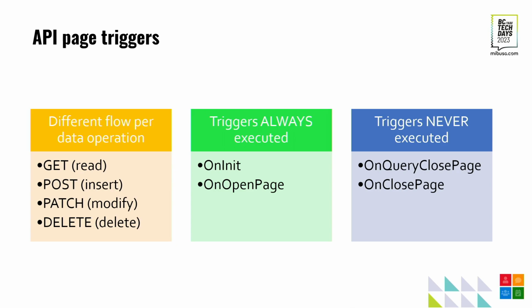Triggers that are always executed for every request are the onInit and the onOpenPage. Well, the onInit, we usually use that on a UI page to initialize controls, for example, but in an API page we don't do that, so I only write and use the onOpenPage usually. So onOpenPage it is. You will see some code in there when I come later to some demos. And the onQueryClosePage and the onClosePage will never be executed. So nobody is requesting to close an API page. It's not a user who is doing that. So any code in there will just be ignored.